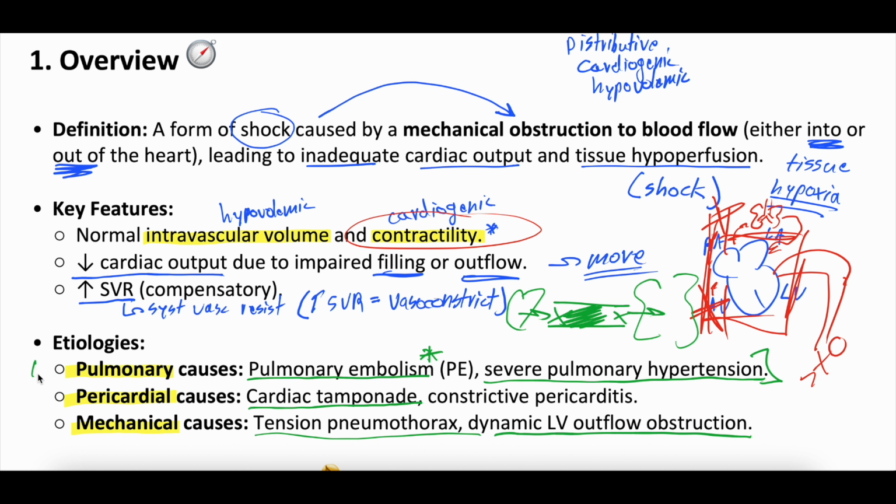So these are the three buckets of etiologies for obstructive shock: pulmonary embolism, severe pulmonary hypertension, cardiac tamponade, constrictive pericarditis, tension pneumothorax, and dynamic LV outflow obstruction. All right. And as you can tell, each one of these behaves a little differently. They all cause obstruction. They all lead to impaired filling of the heart or impaired outflow from the heart, but they all do it in slightly different ways.